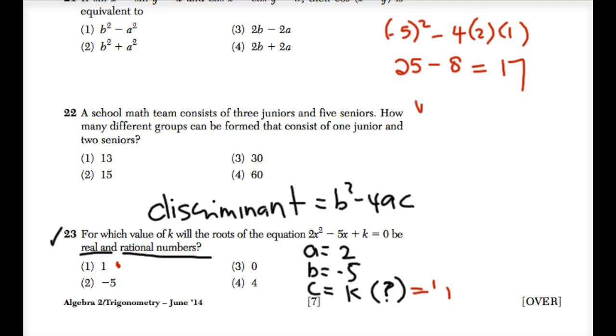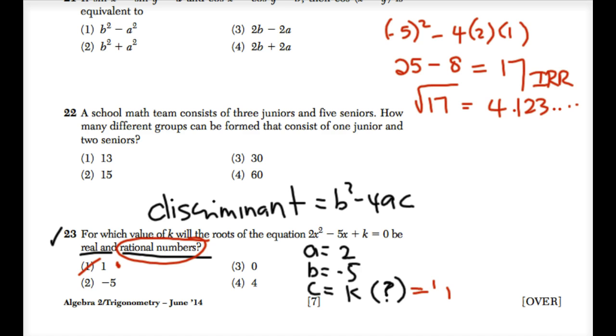So I take the square root of 17, which on my calculator gives me 4.123 and so forth. When the number keeps going on, this is known as an irrational number. And again, I'm looking for a rational number, so choice 1 is out.